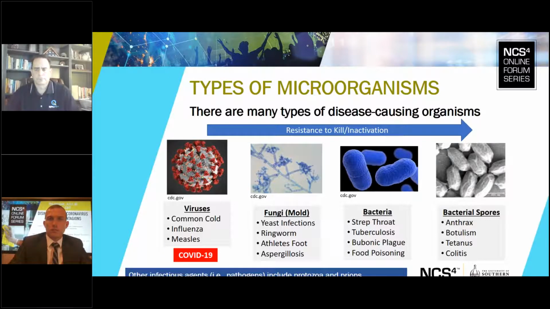Now, if you look at the arrow up near the top of the slide, it says resistance to kill or inactivation. So in general, as you move to the right on this slide, the type of microorganism gets more difficult to disinfect. Now, this is a very general statement. Certainly bacterial spores are the hardest thing to kill, but in some cases, some fungi may be less difficult to kill than viruses, or fungi may be more difficult to kill than bacteria. This is just a general statement about how resistant these types of microorganisms are to kill. But you always need to keep in mind, when you're choosing disinfectants, the type of microorganism that you're actually trying to kill. There are also other infectious agents or pathogens such as protozoa and prions, but today we're going to focus on viruses, which is obviously the cause of COVID-19.